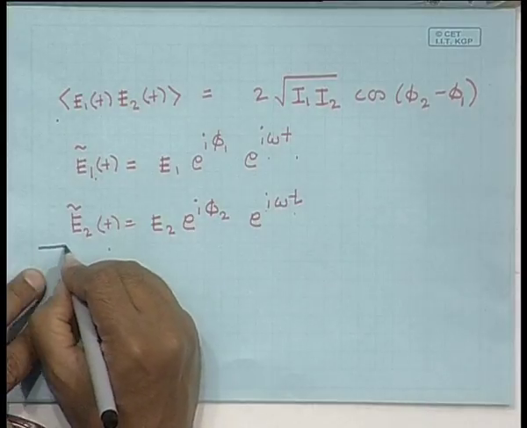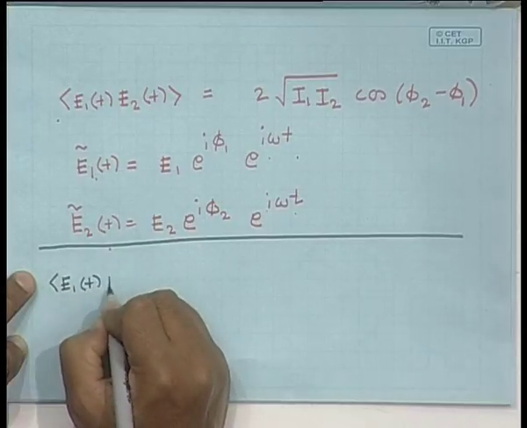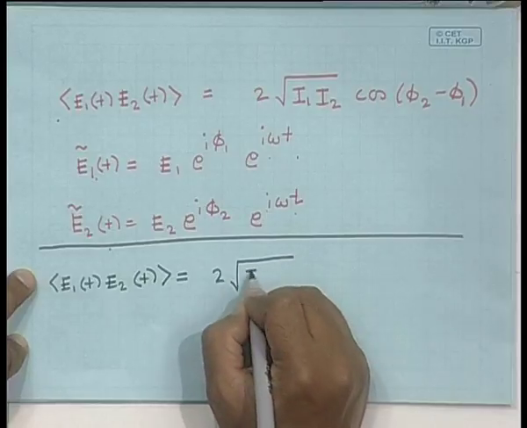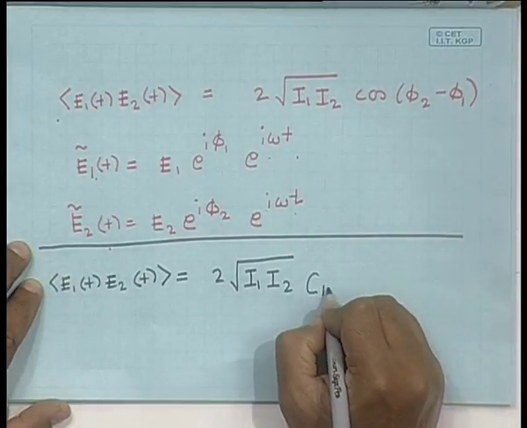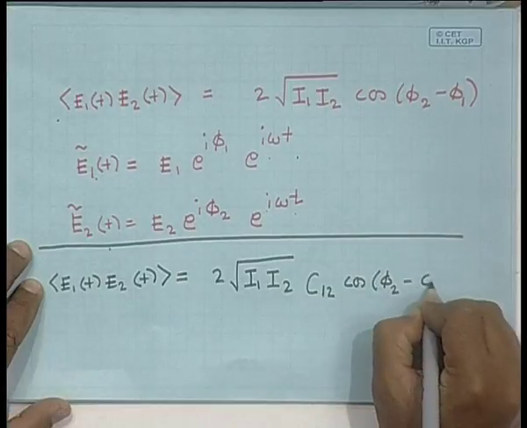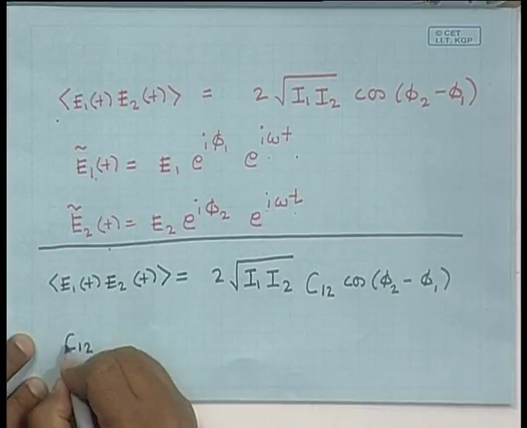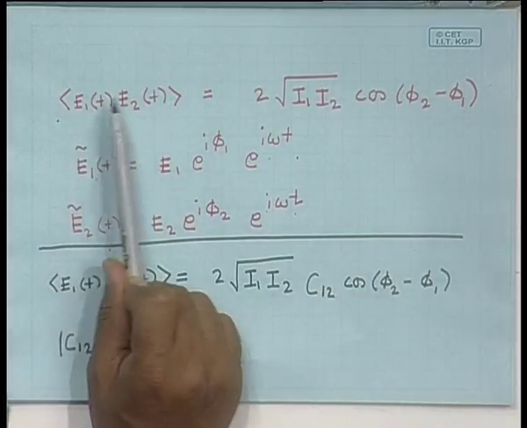So, we can incorporate this by rewriting this formula as follows: the time average of E1(t) E2(t) is going to be 2 root 2 I1 I2, exactly the same as this when I have a single frequency, but we now introduce an extra term over here C12, and then we again write this over here cos(phi 2 minus phi 1), where this term C12, the mod of this is less than or equal to 1, and it is going to be less than 1 when we incorporate the fact that there is a spread in frequencies in both E1 and E2.